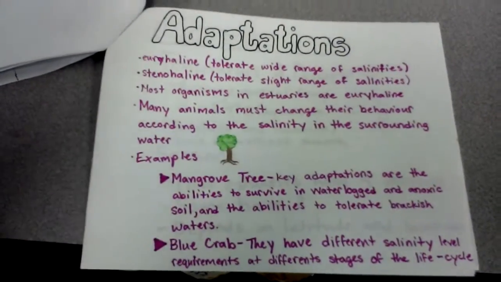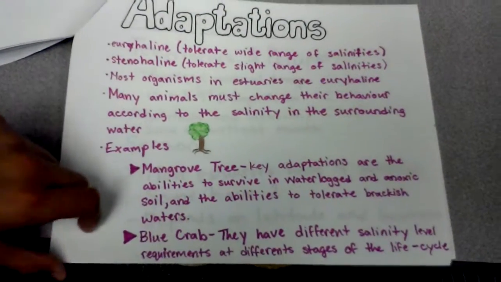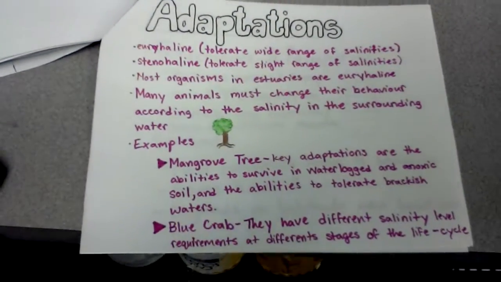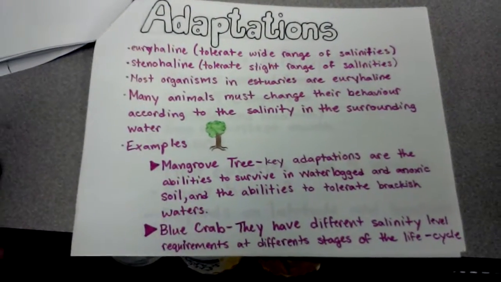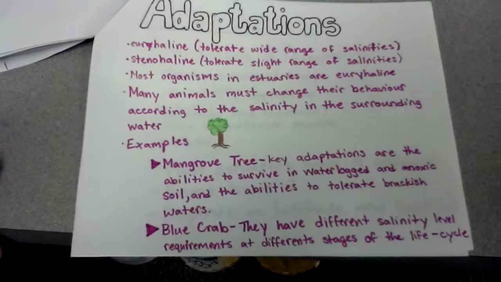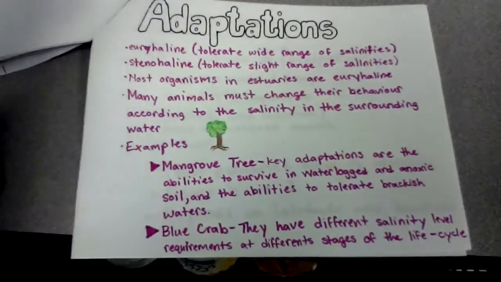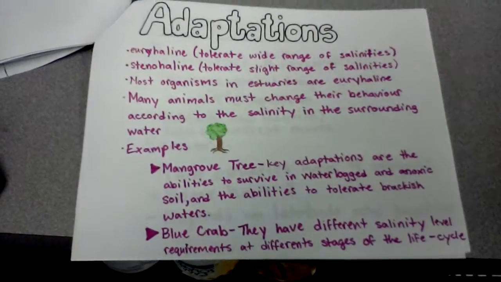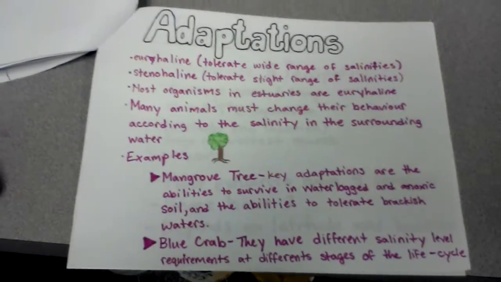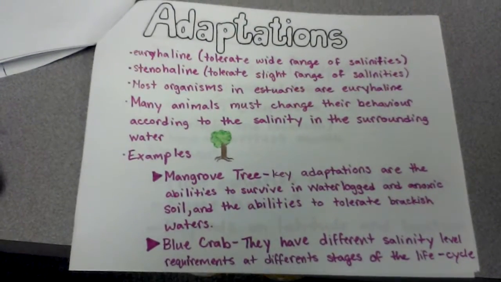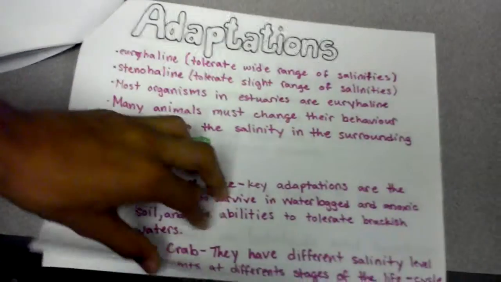Adaptations in the estuary. Euryhaline organisms tolerate wide ranges of salinities. Stenohaline organisms tolerate slight ranges of salinity. Most organisms in estuaries are euryhaline. Many animals must change their behavior according to the salinity levels in surrounding water. Examples: mangrove trees. Key adaptations are the abilities to survive in waterlogged and anoxic soil, and the ability to tolerate brackish waters. Blue crab. They have different salinity level requirements at different stages of the life cycle.